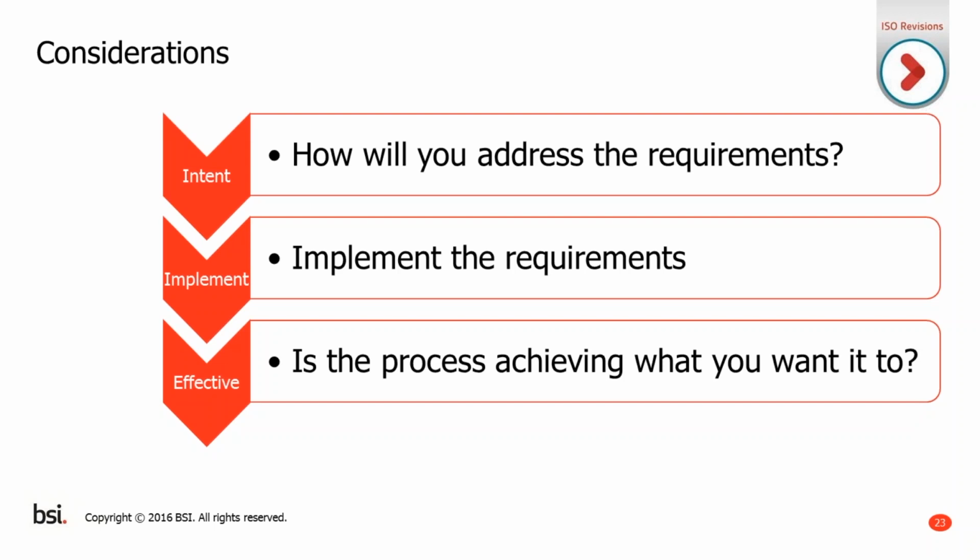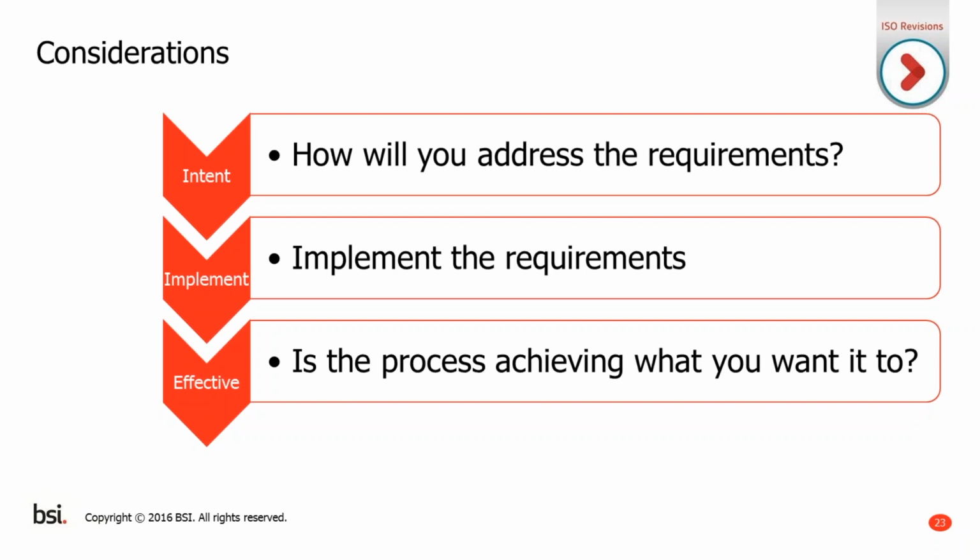consider, is the process achieving what you want it to? Whenever BSI judge a management system, whenever we carry out an audit of a client, we actually judge their management system on 3 levels: intent, implementation, and effectiveness. And these are the levels on this slide here. So the intent is, does your management system say the right things? Does it address the requirements? Does it say what the requirements require it to say? So that's the first level that we need to consider when we're adopting these new requirements.